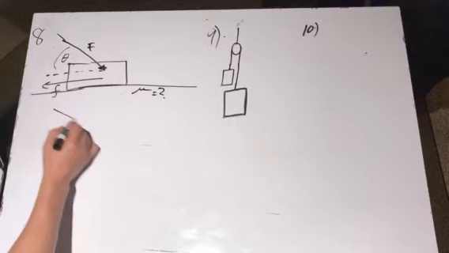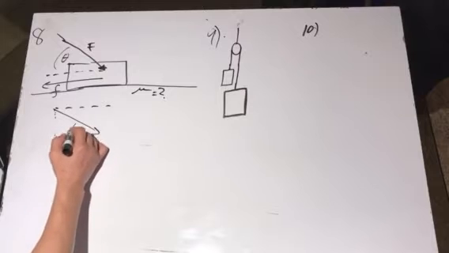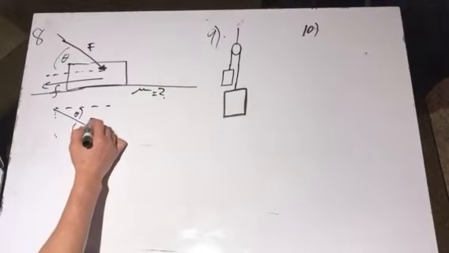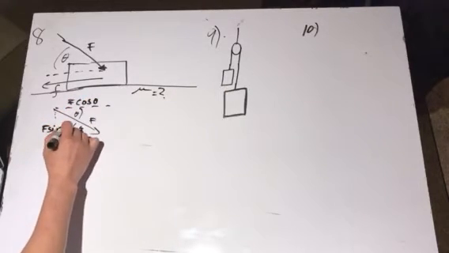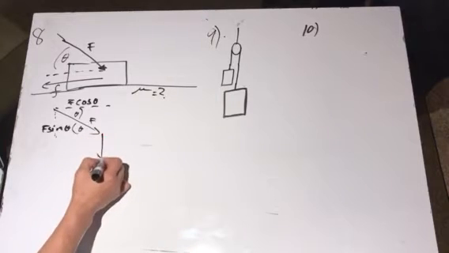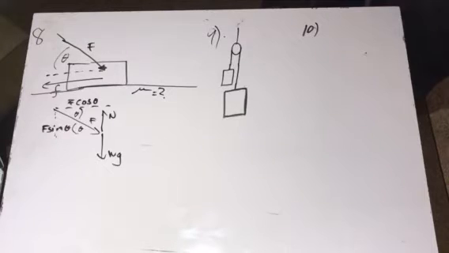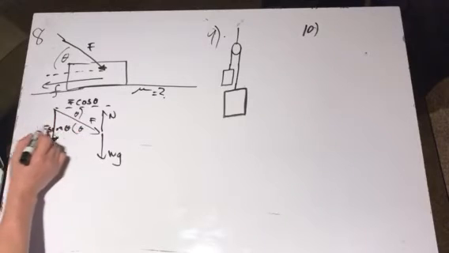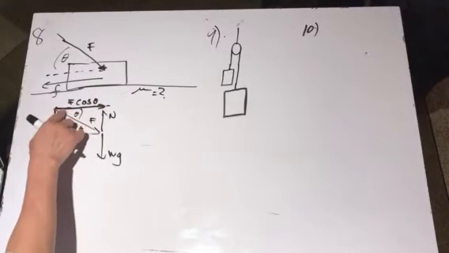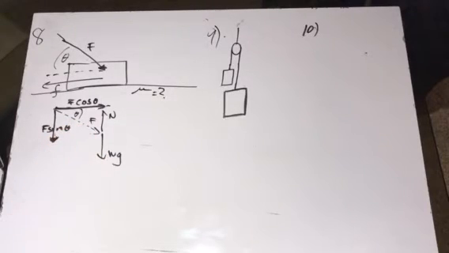So let me first draw a free body diagram. You need to know that this is an angle. It's F cosine theta and this is F sine theta, okay? And this is mg, and that is the normal force acting upon the box. But then you have more forces. Basically, how many forces do you have? You have 3 different forces.